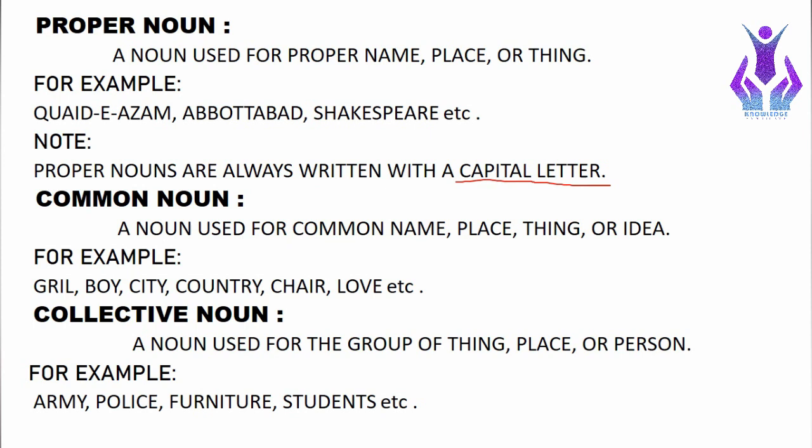The next one is common noun. A common noun is used for a common name, place, thing, or idea. For example, any girl, any boy, any city, any country, chair, love, etc. Something common. The next one is collective noun.